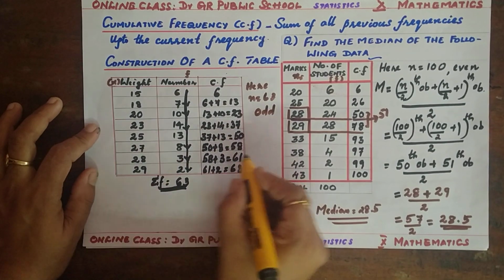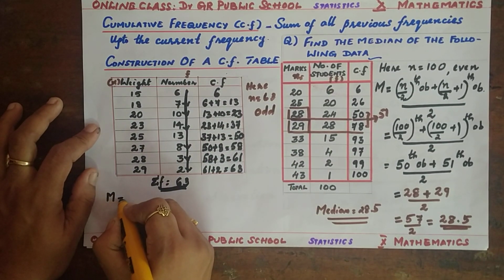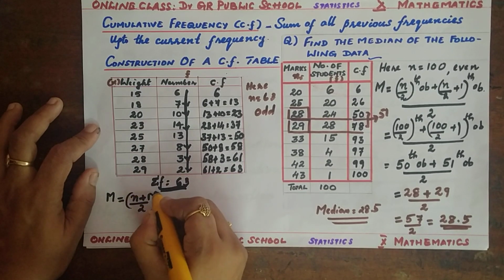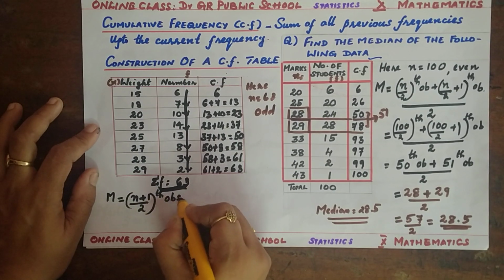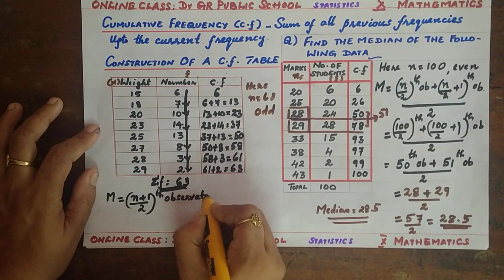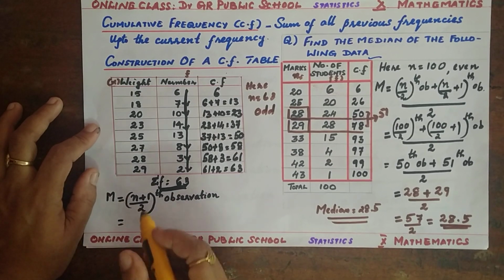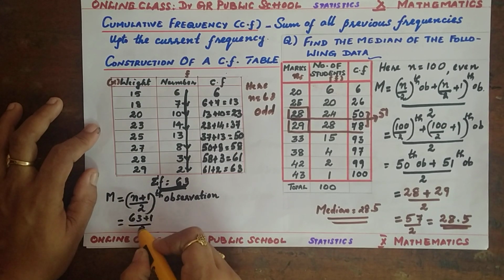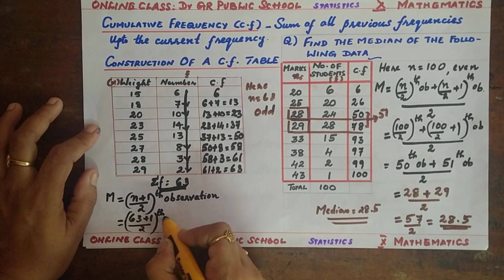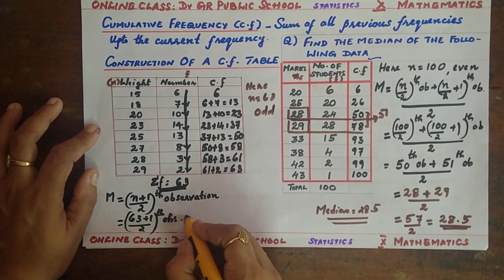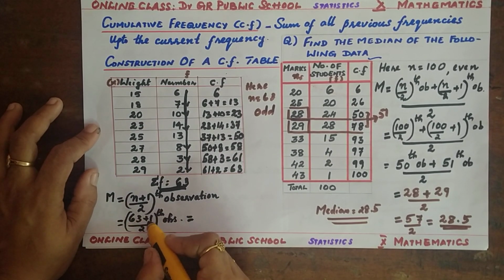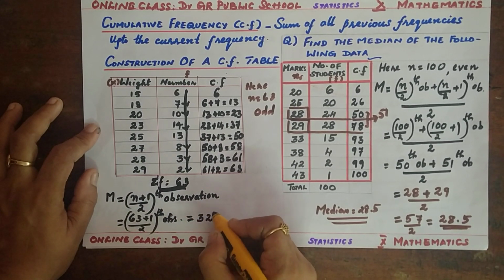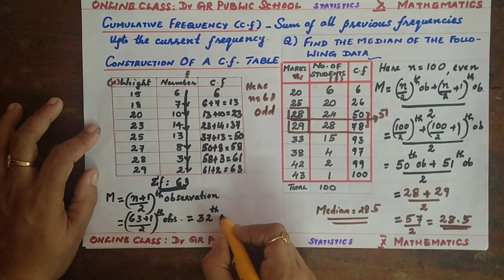Median equals, I am going to write directly, median equals (n plus 1) by 2th observation. Any doubt? The formula is (n plus 1) by 2th observation. Okay, what is n here? n is 63, plus 1, by 2th observation. What is 63 plus 1? 64. 64 by 2 is 32. So, you need to take the 32nd observation.